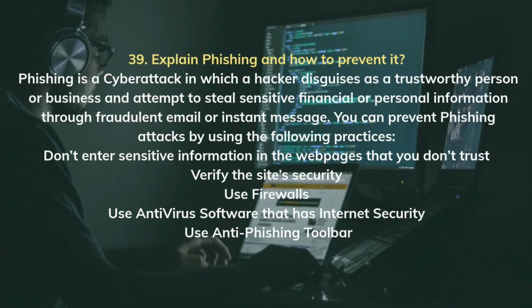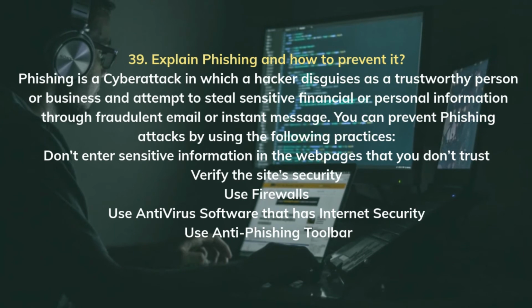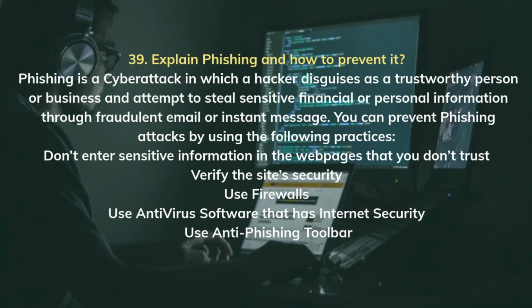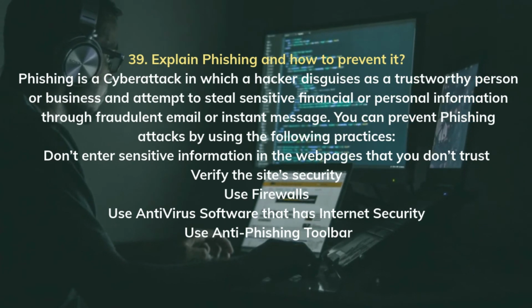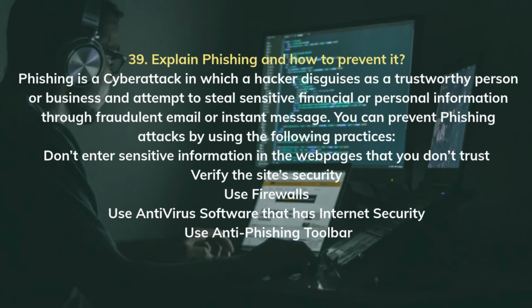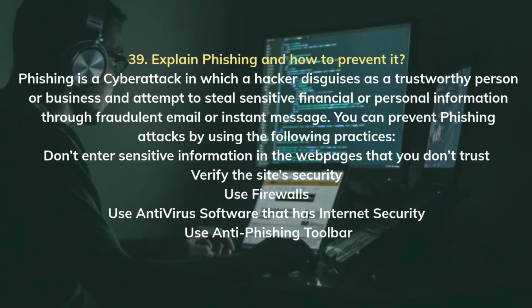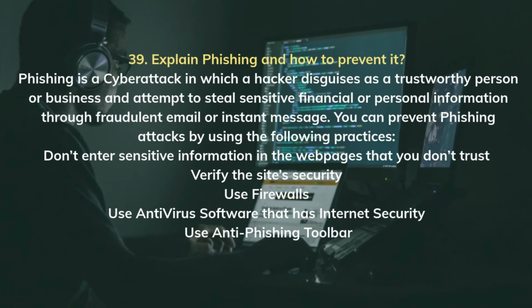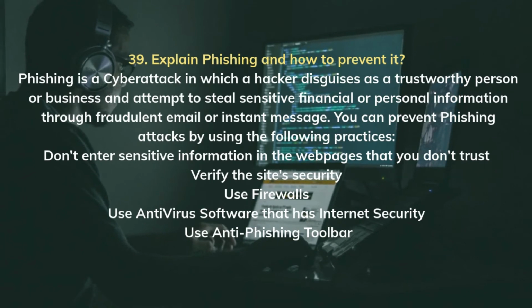Explain phishing and how to prevent it. Phishing is a cyber attack in which a hacker disguises as a trustworthy person or business and attempts to steal sensitive financial or personal information through fraudulent email or instant message. You can prevent phishing attacks by using the following practices. Don't enter sensitive information in web pages that you don't trust. Verify the site's security. Use firewalls. Use antivirus software that has internet security. Use an anti-phishing toolbar.